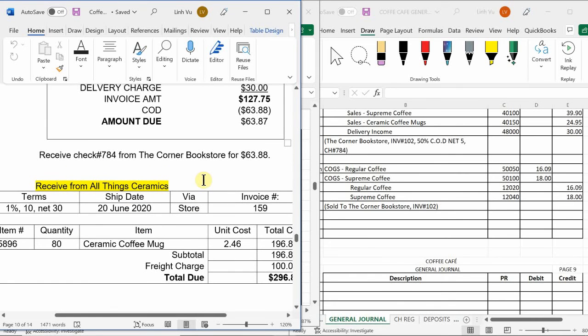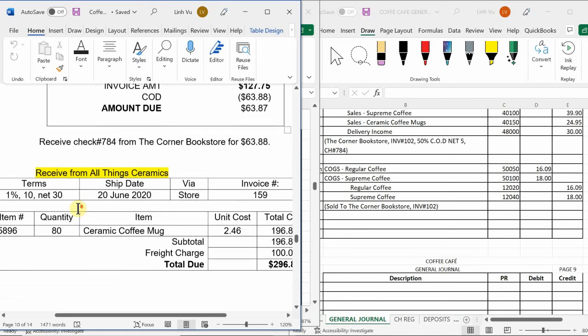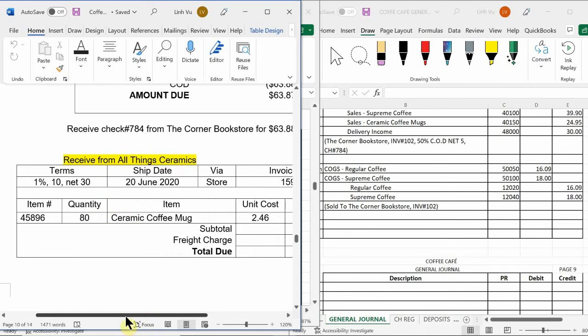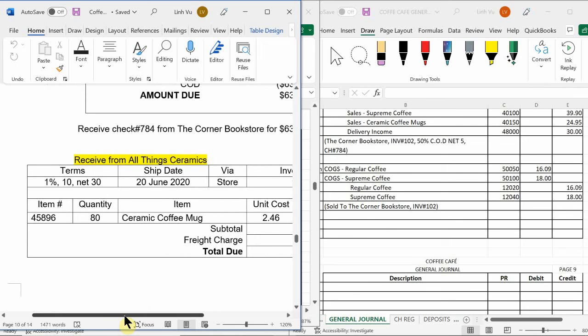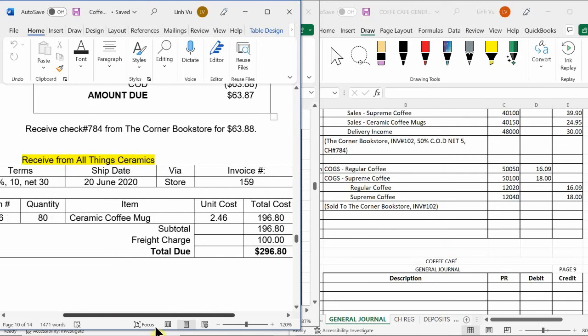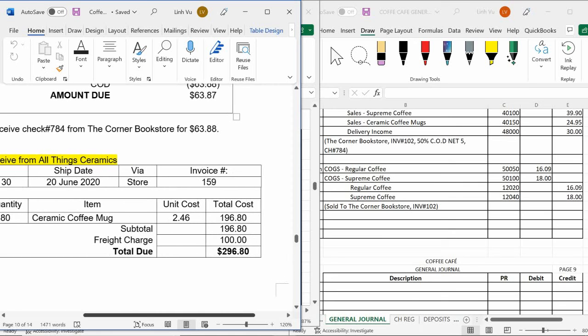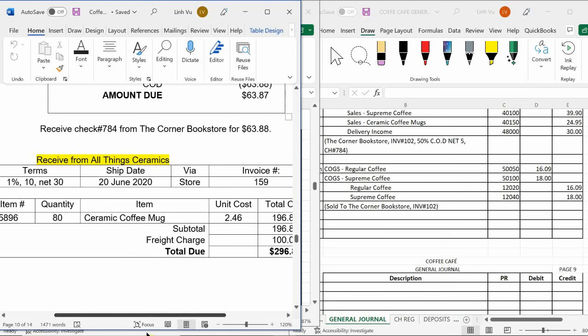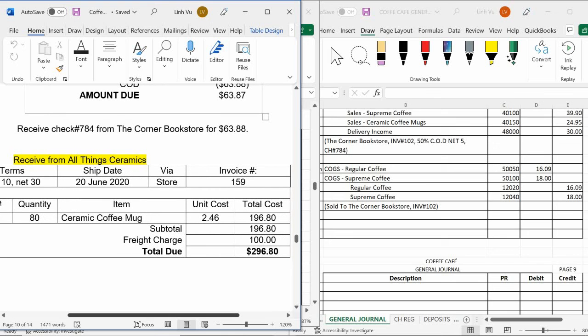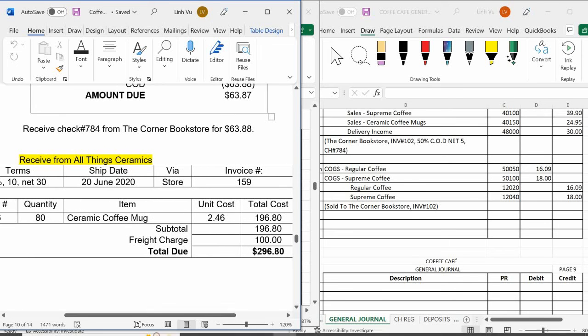Next we have here that we received ceramic coffee mugs from All Things Ceramics. So here's the bill. The terms are 1/10 net 30. We received it on June 20th. Invoice number 159. Here's all of the information. We purchased 80 mugs at $2.46 for $196.80.